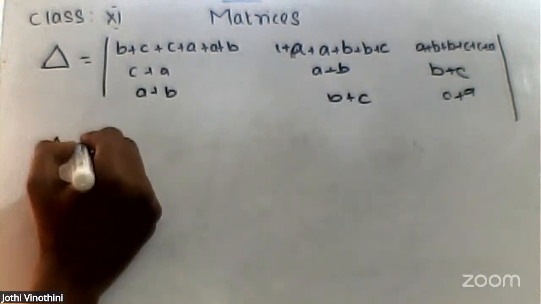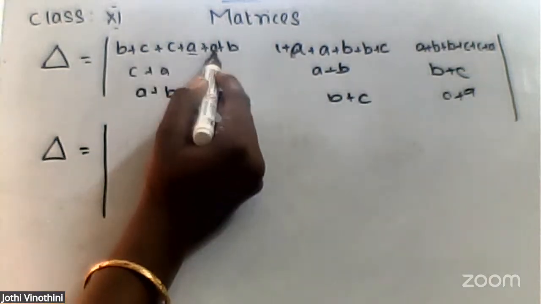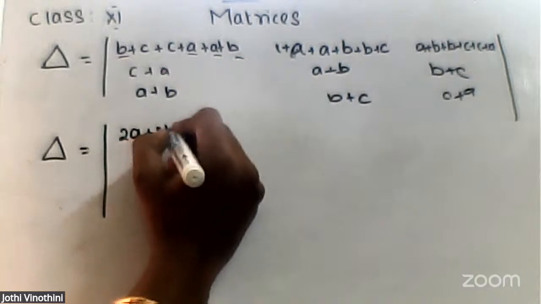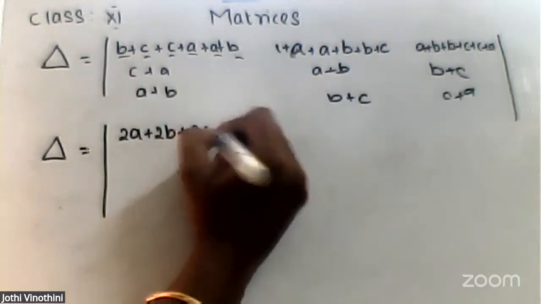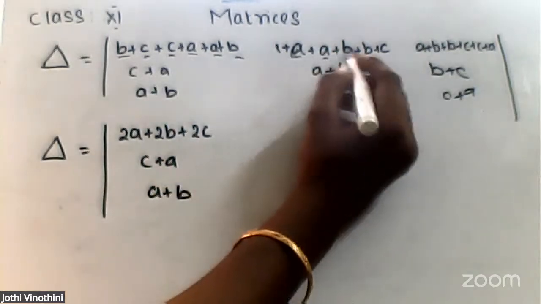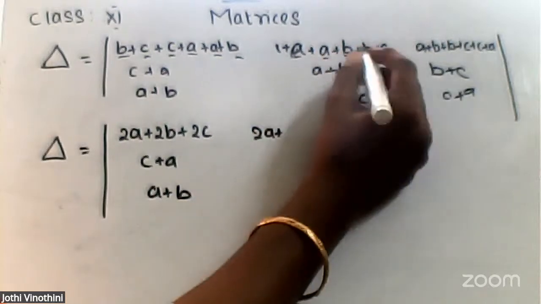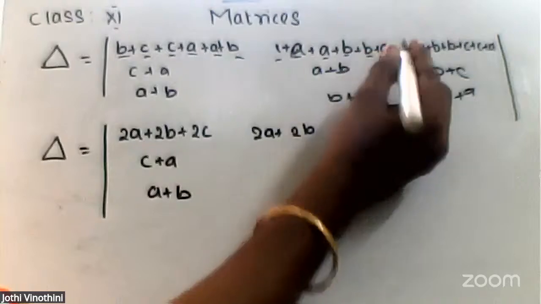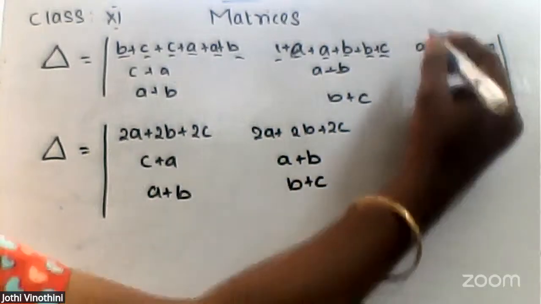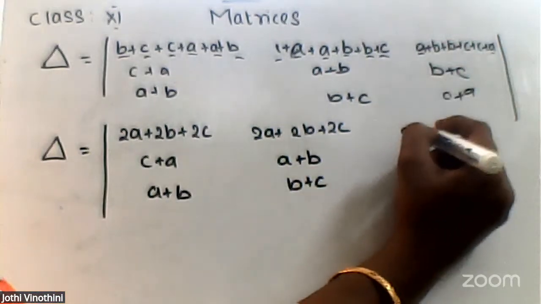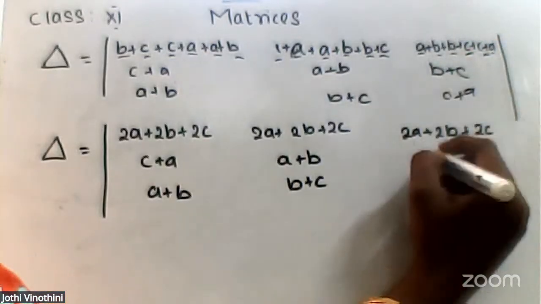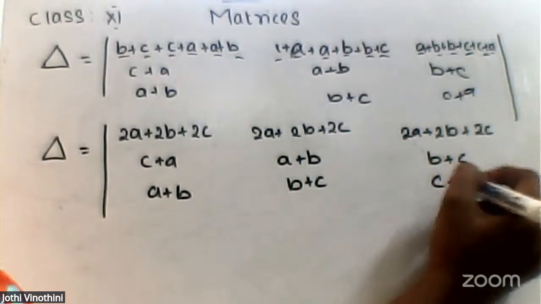Here we get 2a plus 2b plus 2c, and the remaining things remain the same. Likewise 2a, 2b and 2c in the next entries, and these two rows remain the same. Here also 2a plus 2b plus 2c, and the other two rows remain the same.